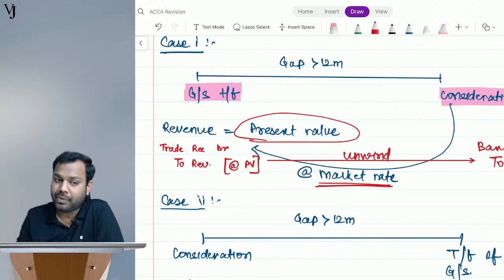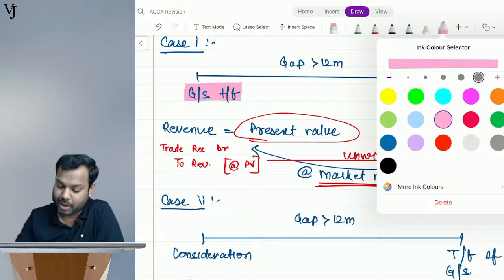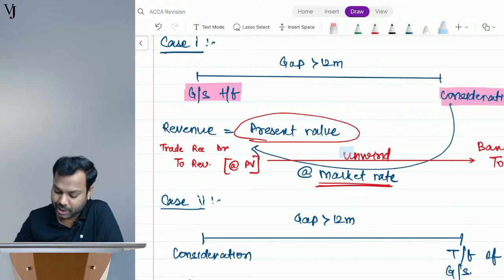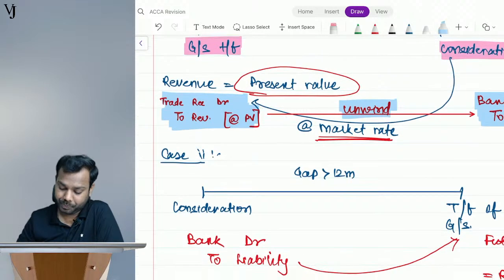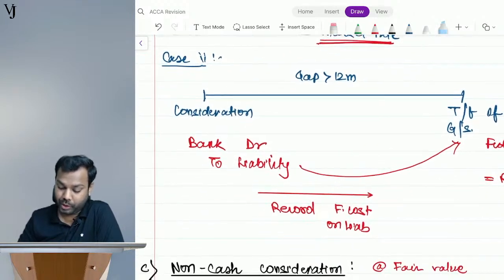No, Nutan, if there is a gap of 12 months between the goods transfer and consideration, then we record at present value. Okay. In that case only we will record at present value, not in every case. Okay, Nutan. Now coming to case number 2, understand guys.